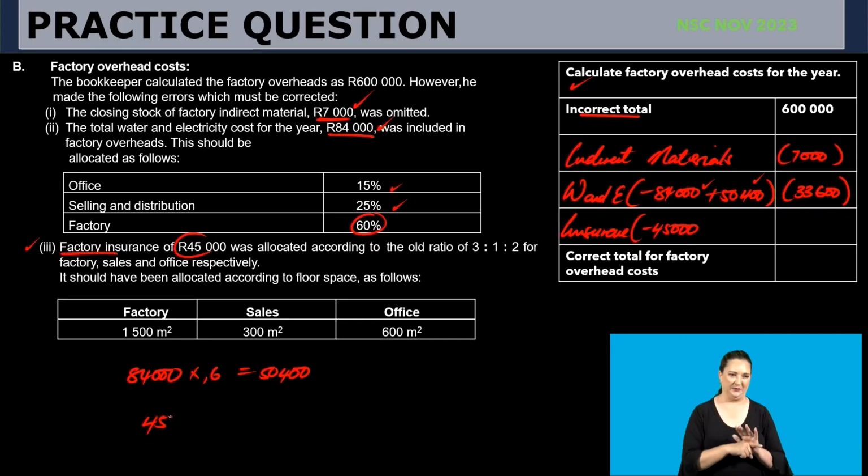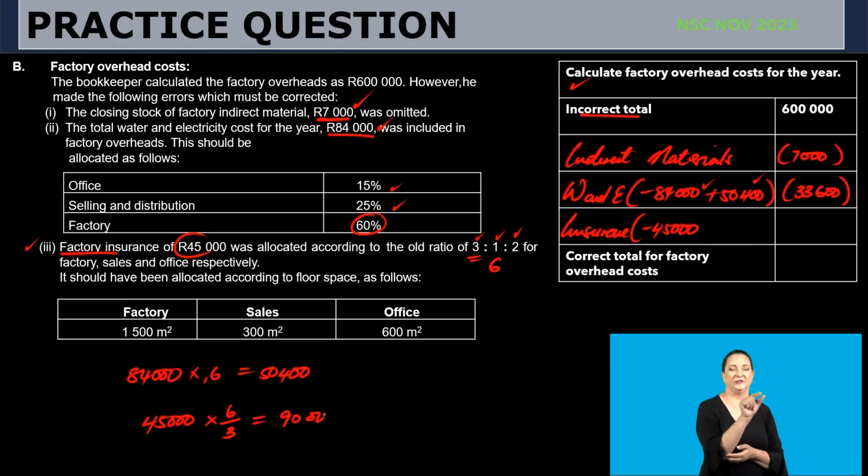But we know that that 45,000 was not the entire amount. So we need to know what was the entire amount before it was split. Here they say it in the ratio 3:1:2. So if I add that, that gives me 6. Yet the factory was getting 3. So that means I have to get 6/3. And then if I punch that on my calculator, I'll get 90,000. This was the entire insurance amount, which I would then apportion according to the square meters which are given.